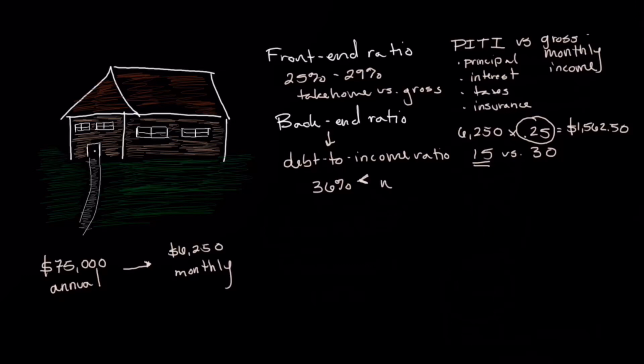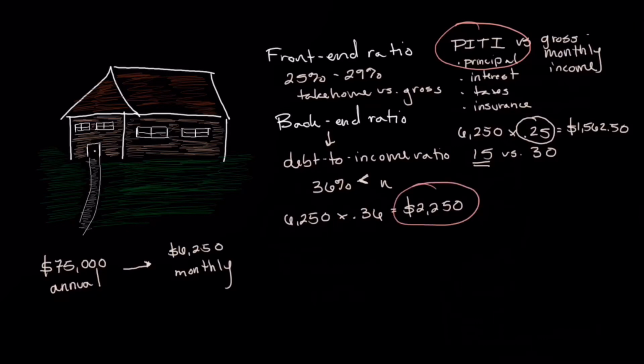It's very simple. We're still going to take our $6,250, multiply it by 0.36, and that's going to get us $2,250. So in this example, our monthly debt payments, which include what we pay for our mortgage, our property taxes, and insurance, and includes any other consumer debt, should not exceed $2,250.